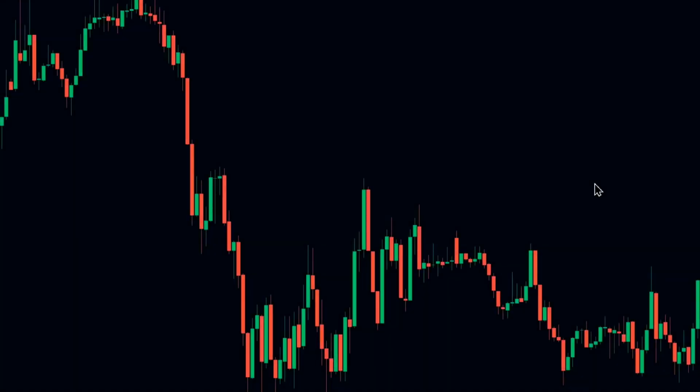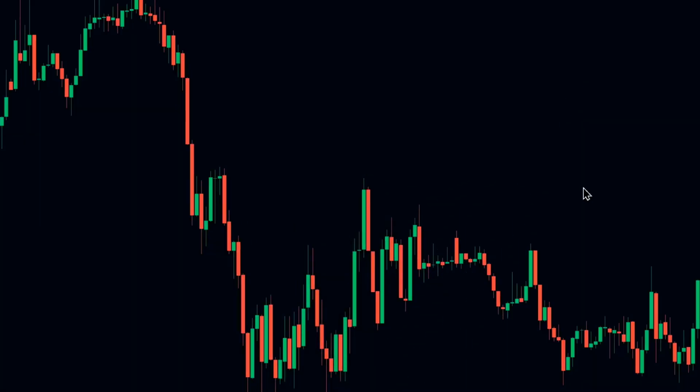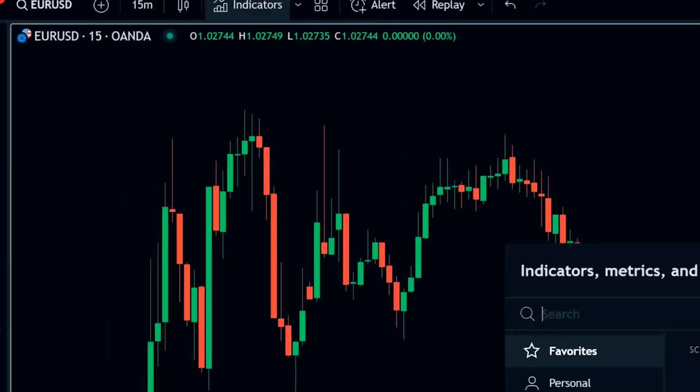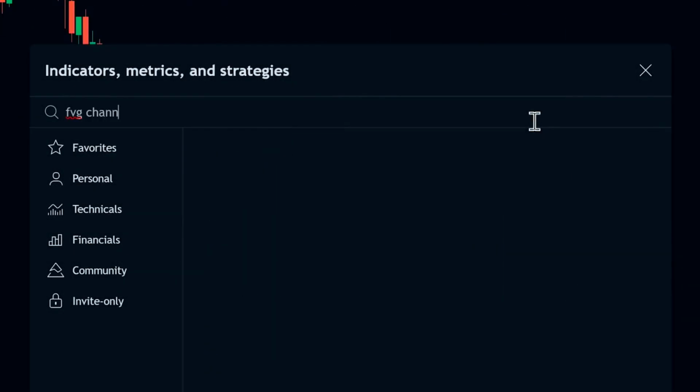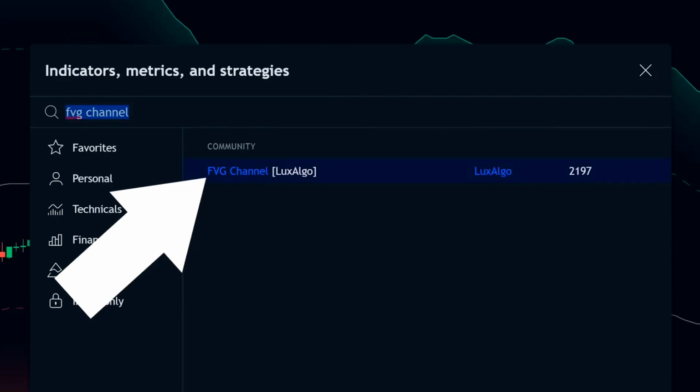To begin with this indicator, head over to TradingView, the platform I'm using today. If you need to sign up, there's a link in the description to get you set up. Once you're on TradingView, click on Indicators and search for FVG channel, making sure you select the one by Lux Algo. And here it is, the mighty FVG channel indicator.